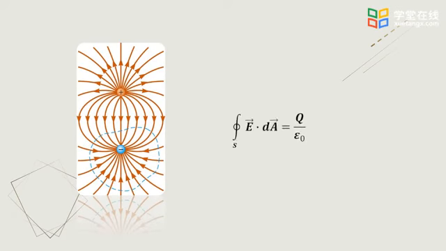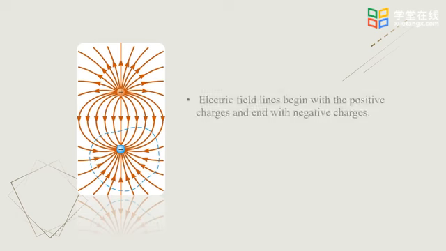Based on Gauss's law, we know that the electric flux through a closed surface is proportional to the net charge enclosed by the surface. In other words, the number of electric field lines leaving the surface depends only on the net charge in the surface. This is because the electric field lines begin with the positive charges and end with negative charges.